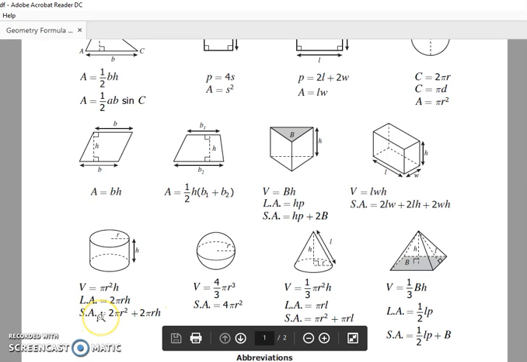If you look at the formula sheet, it has LA, which is lateral area. SA means surface area. So you just have to follow, because this formula sheet will be given to you during the SOL or during the test. You just have to follow SA for surface area, LA for lateral area, V for volume. You just have to plug it in.